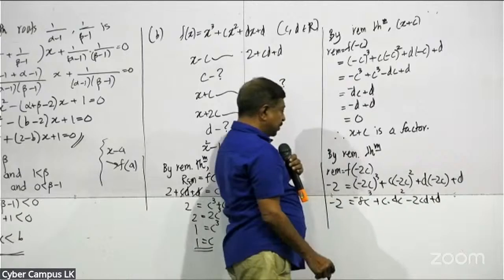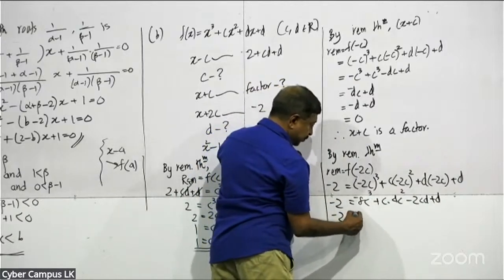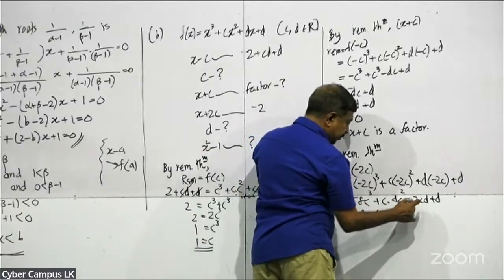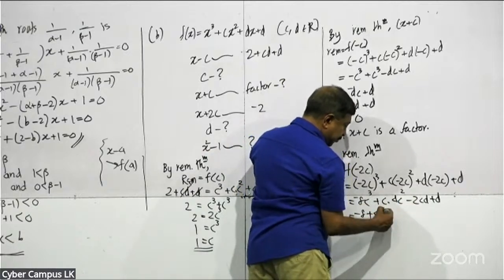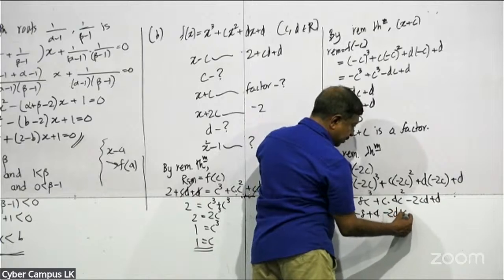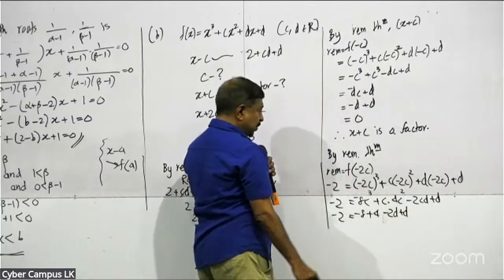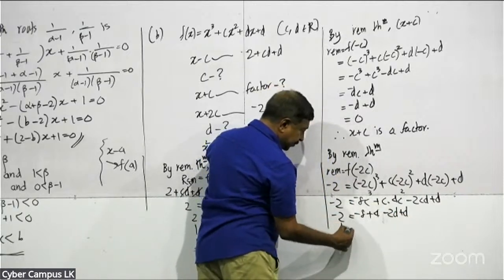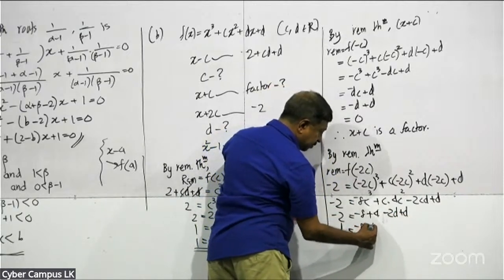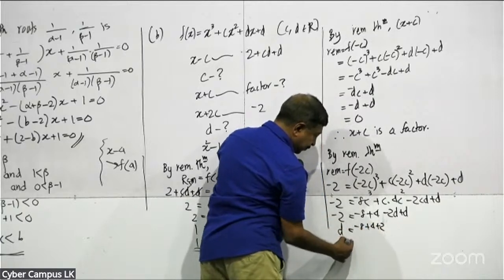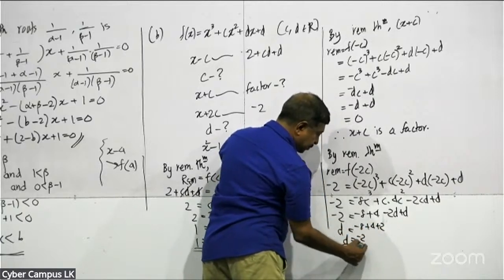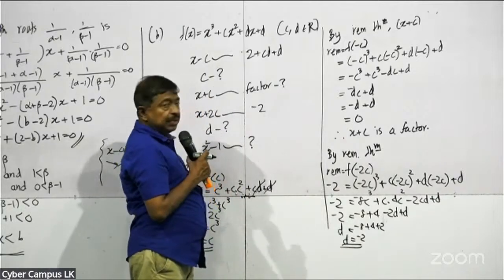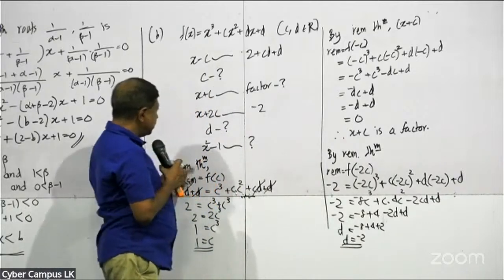Now c is 1. So this is minus 8 plus 4 because c is 1. This is minus 2d plus d. So this minus 2d plus d is minus d. When you bring that to this side, it is d. You have minus 8 plus 4 plus 2. d is minus 2. Now we know what c and d are.